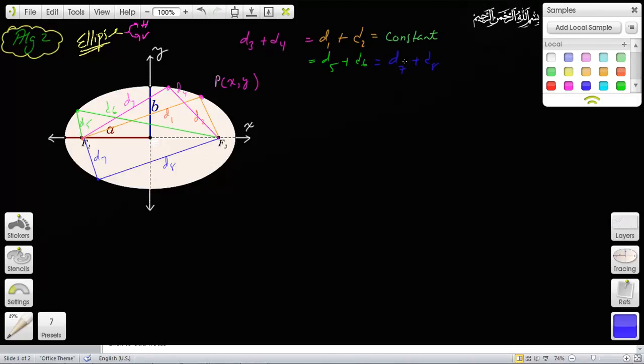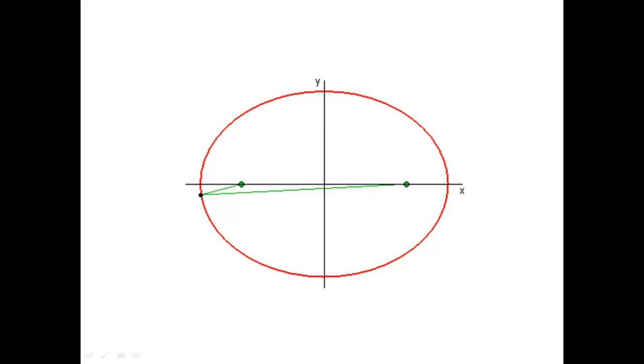So in other words, an ellipse is a set of all points such that the sum of the distances from that point to each focus is constant. To illustrate that, we have this picture here. Here you can see the two foci, and this is a point. As you can see, as the point goes around, the distance is going to remain constant.